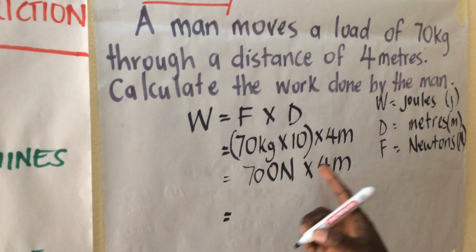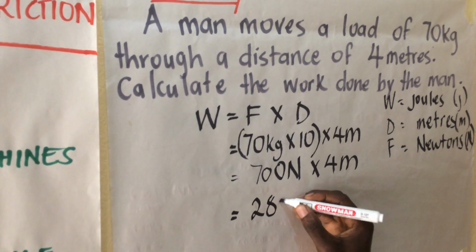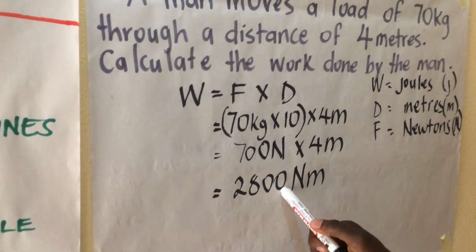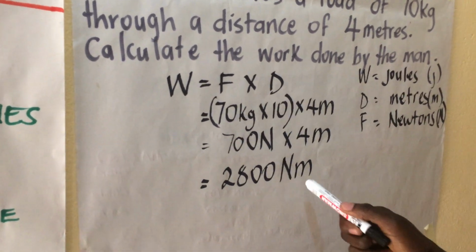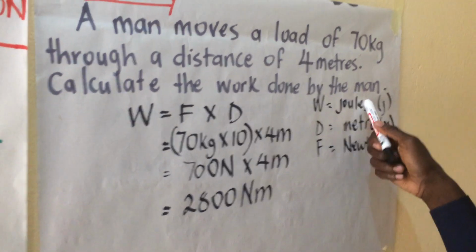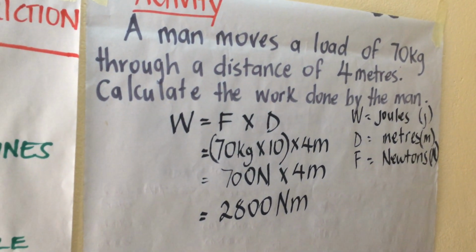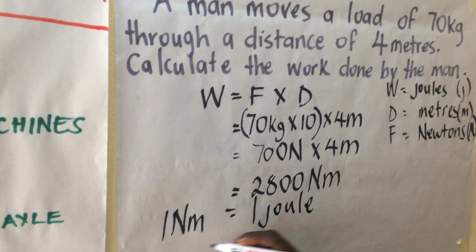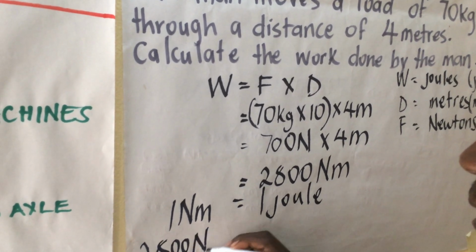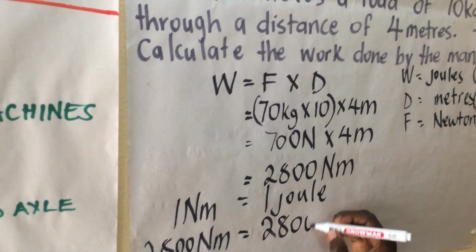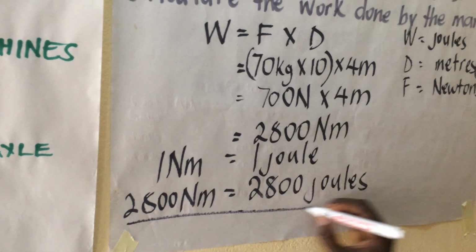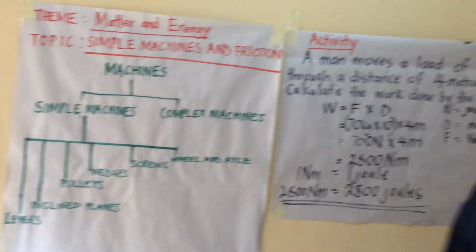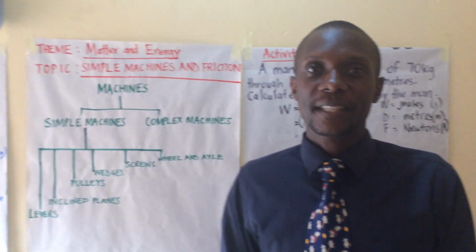Which is equal to 2,800 Newton meters. Why? 700 times 4 is 2,800. Newton times meters is Newton meters. But then the units are joules, so we need to convert the Newton meters to joules. We shall say 1 Newton meter is equal to 1 joule. Therefore, 2,800 Newton meters is equal to 2,800 joules. That is the work done. That is the way we shall be calculating the work done. We shall do many more of those numbers when you're back from the COVID-19 break.